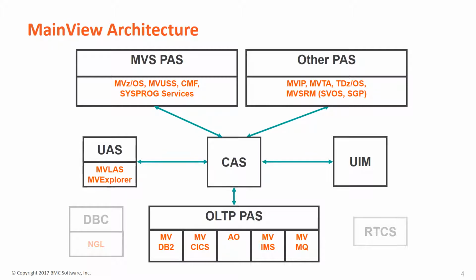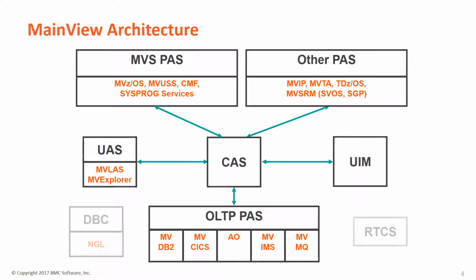This slide illustrates how the various components of the MainView architecture fit together. Note that at the center of the architecture we have the Coordinated Address Space, or the CAS. And the CAS will talk to pretty much everything in the architecture, certainly all the data collectors and user sessions.